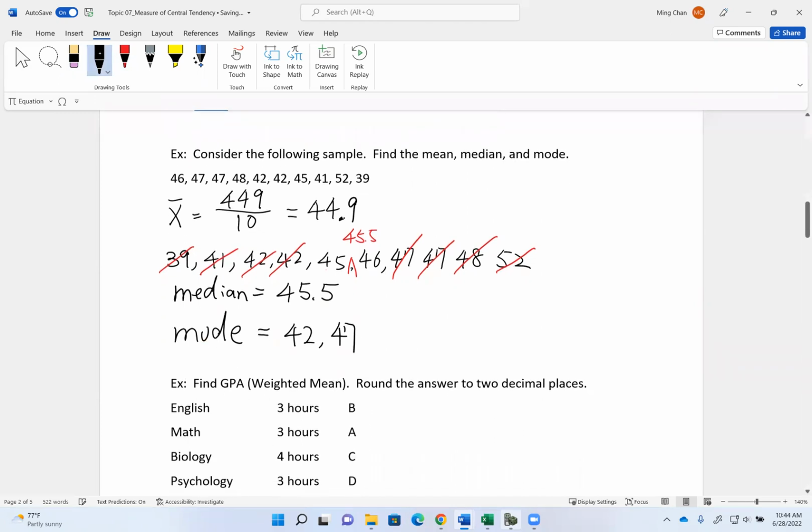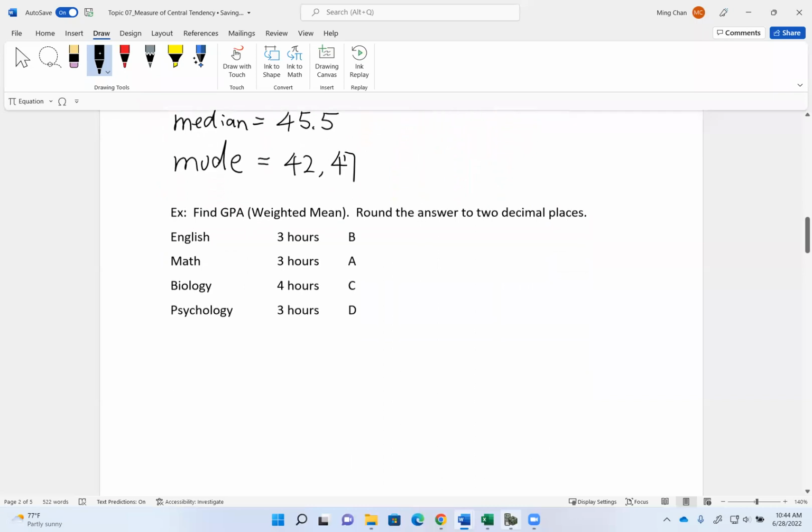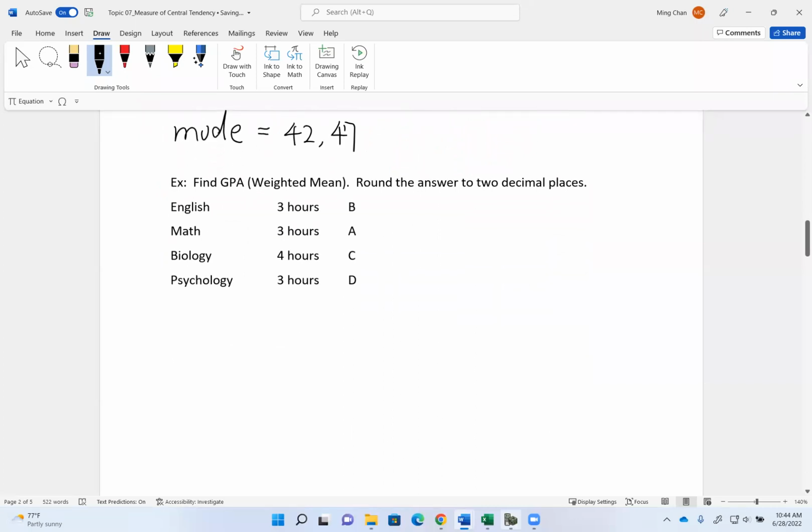All right, let me show you how to find weighted mean by teaching you how to find your GPA. The reason this is an example of a weighted mean is because the grade you receive from each class is weighted differently. A B is a 3.0. The credit hours are also weighted differently. So when you got a B in English, that is 3 credit hours. Technically, what that means is you actually have 3 different Bs. You actually have 3.0 three times.